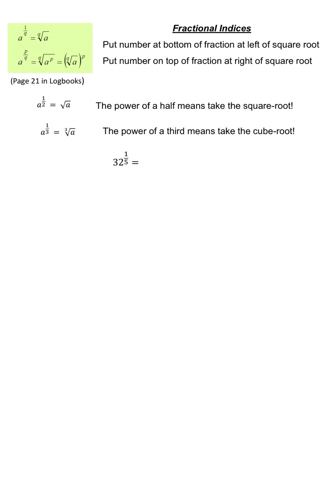Like this one here, we have 32 to the power of a fifth, so that is the same as fifth root of 32. Now the fifth root of 32, that would be 2, because we were looking for the number that we multiplied by itself 5 times to get 32, and 2 times 2 times 2 times 2 times 2 is equal to 32.